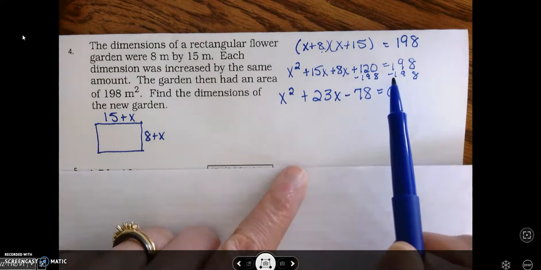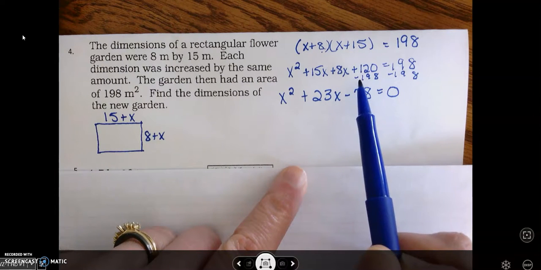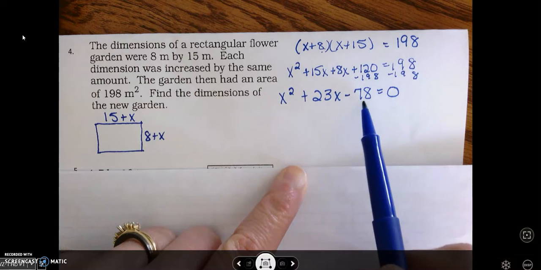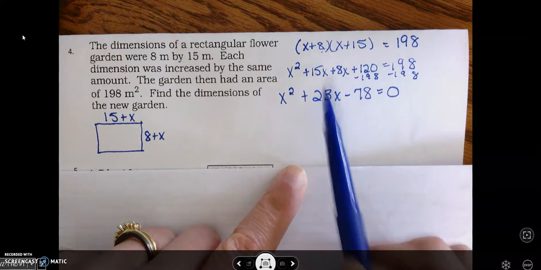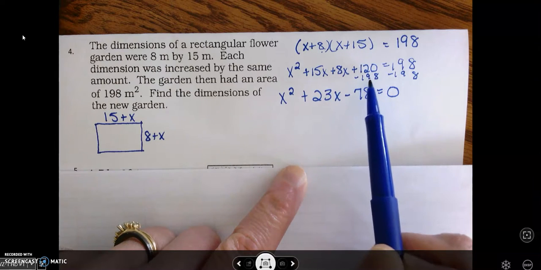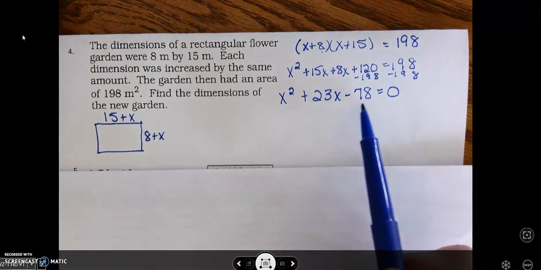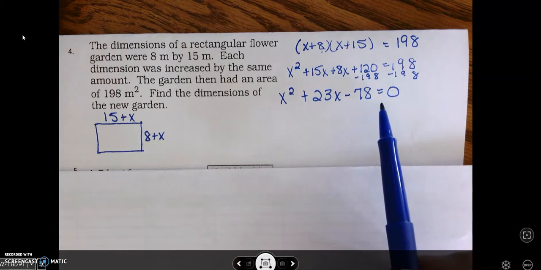And then I'm subtracting the 198 all at the same time. So that's where I got this minus 78. Sorry about that, my camera froze for just a second. So this was my combined like terms. This is 120 minus 198 is negative 78. So there's my quadratic equation.